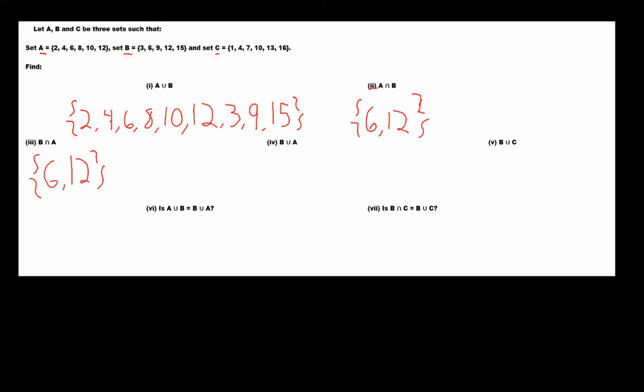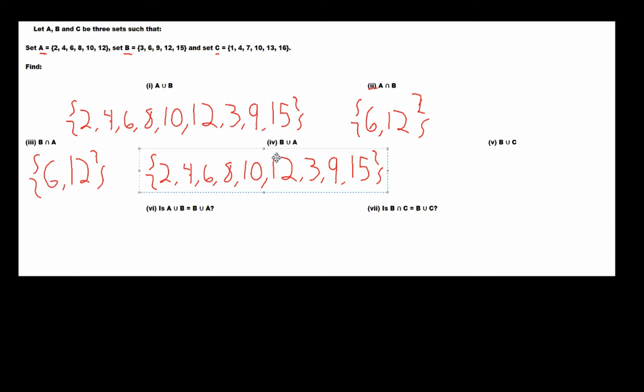Sweet. Number 4 asks us for B union A. But wait, just like the last one we just did, that's the same as A union B. So I'm just going to copy the answer we got from the first one over to this question, just because there's a lot of elements. So I'm just going to copy, and I'm going to bring that guy over here. And there we go.